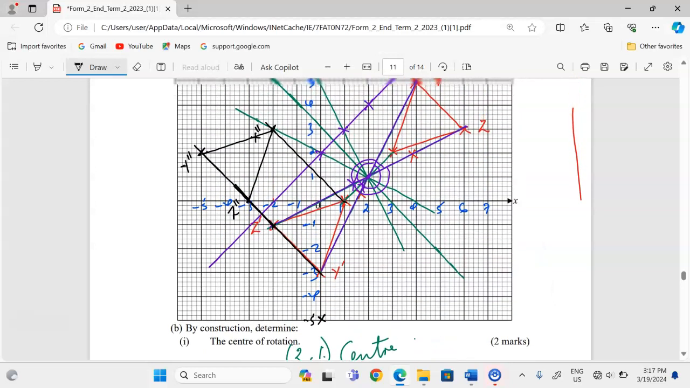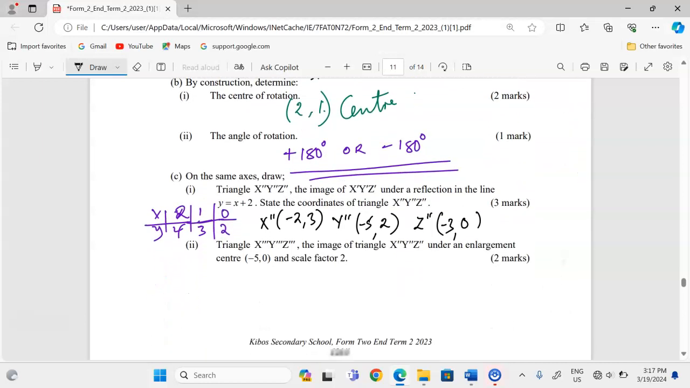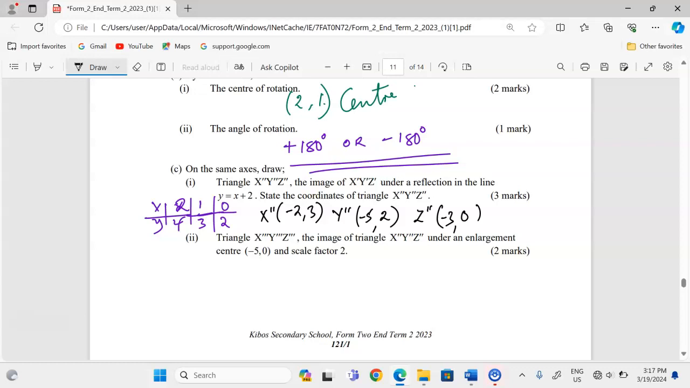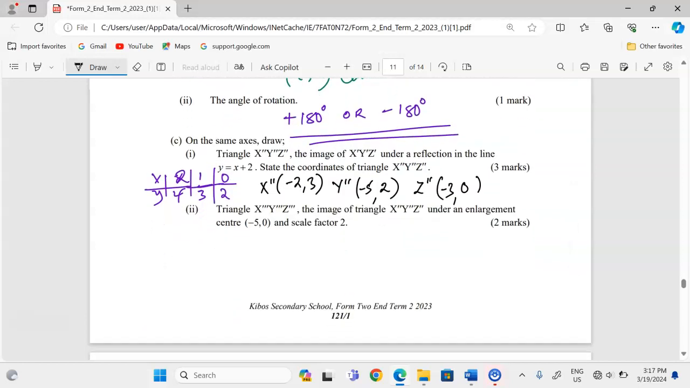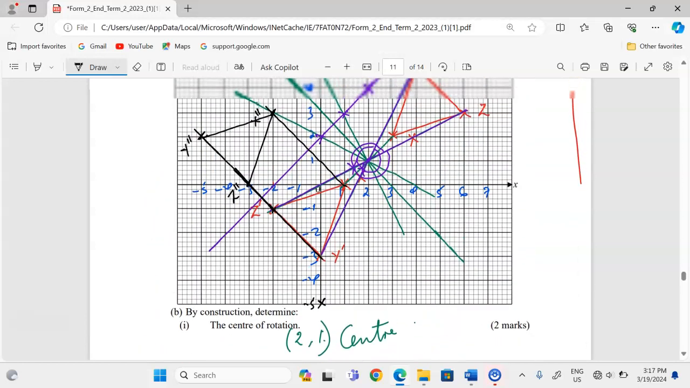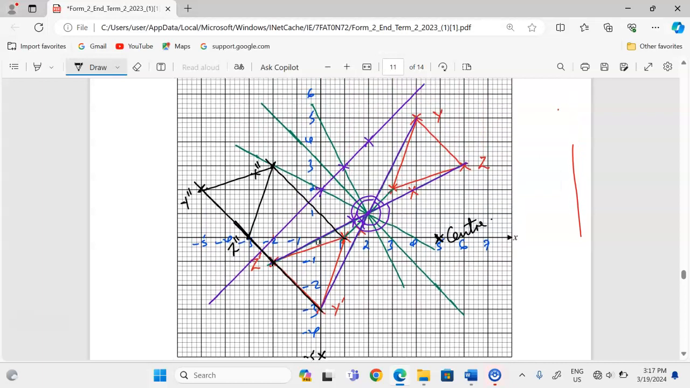So we're going to connect all the points. Sorry, negative 5, 0. I think I've not identified it well. Negative 5, 0 should be here. This is the center now of the enlargement. So to enlarge, we just connect all the points to the center of enlargement.